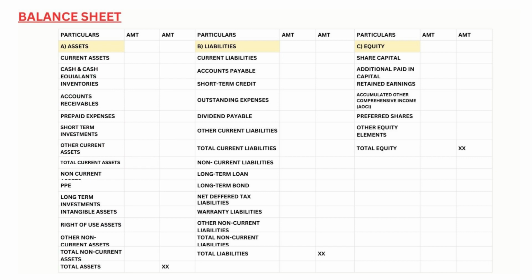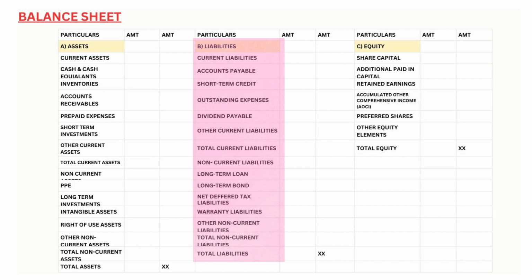Just like assets, they are also divided into current and non-current. Current liabilities are obligations due within 1 year. Examples are accounts payable, short-term credit, outstanding expenses, dividend payable, and other current liabilities. Adding these gives us total current liabilities.